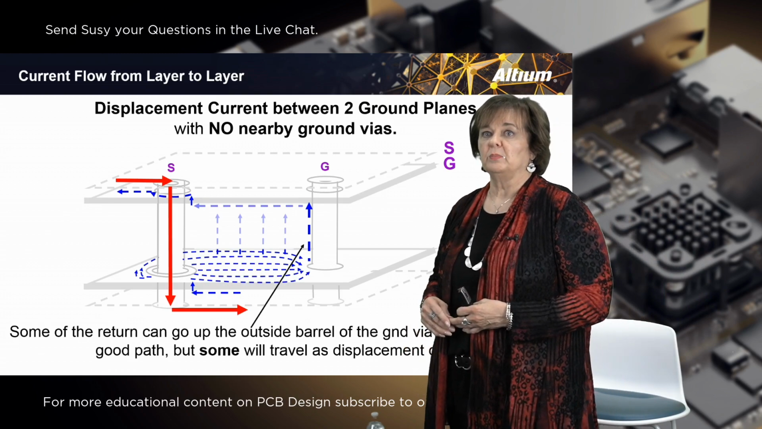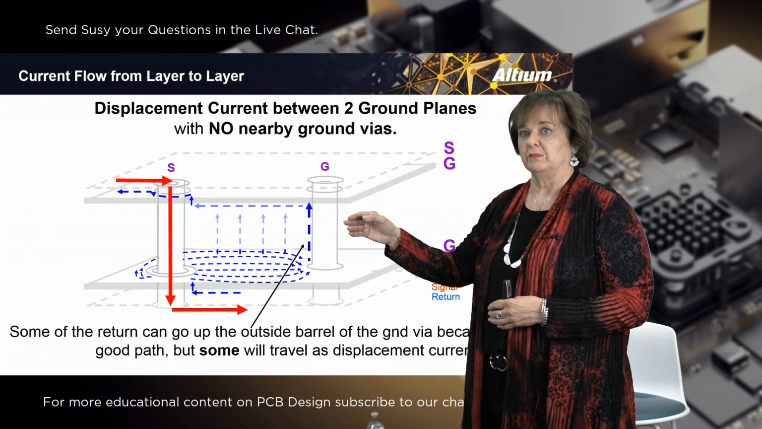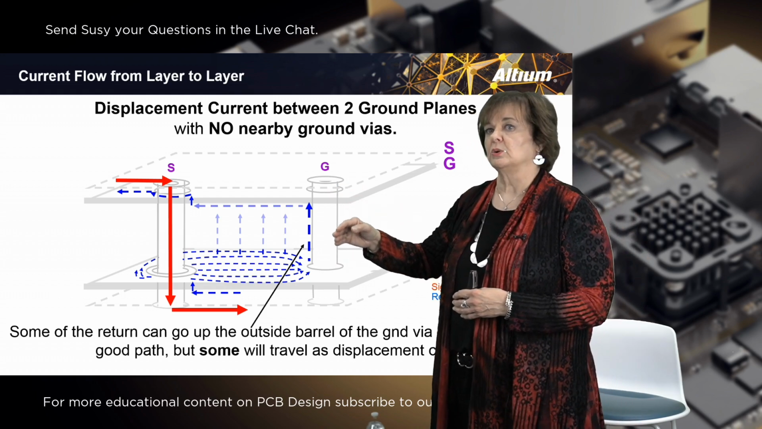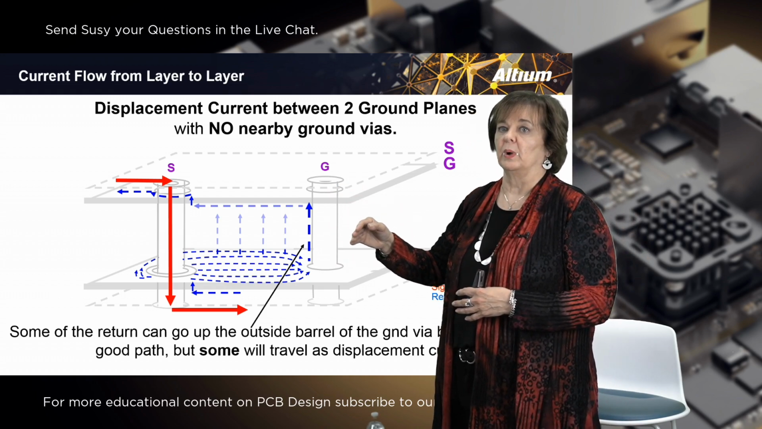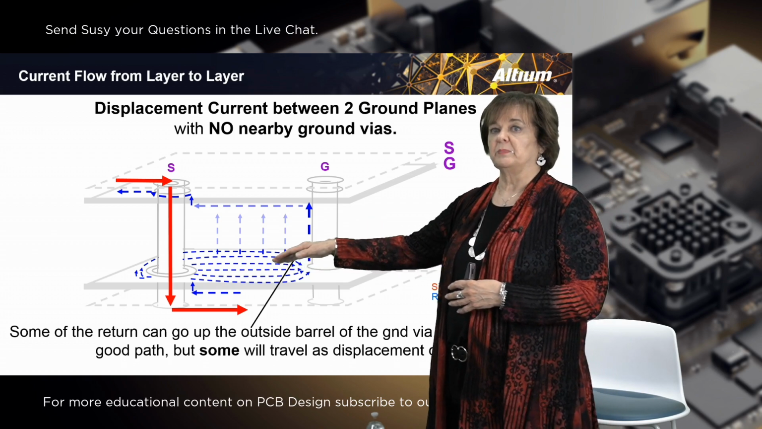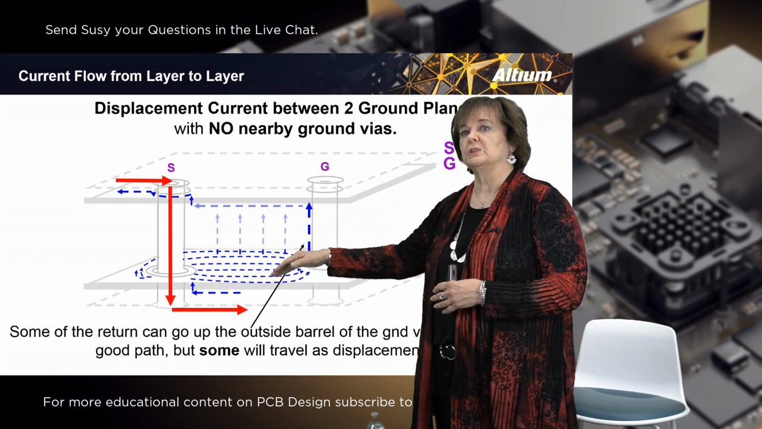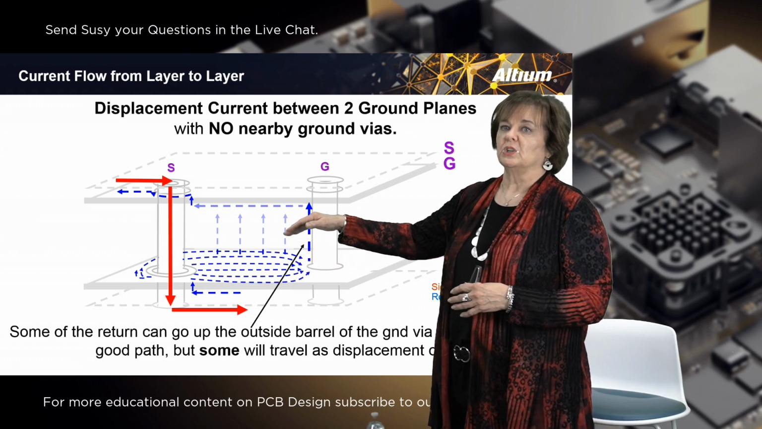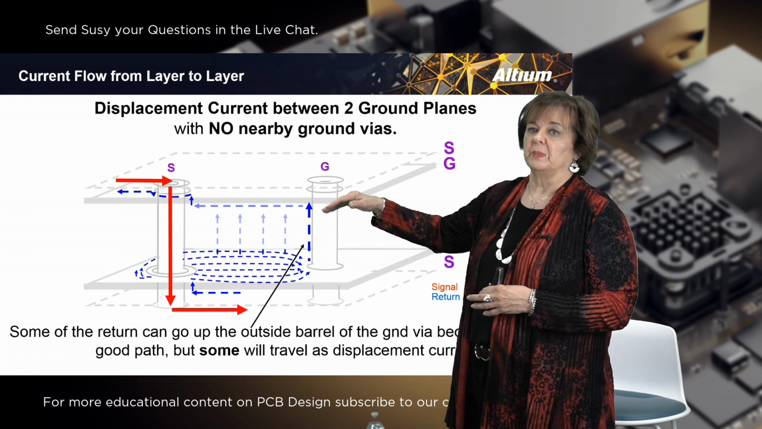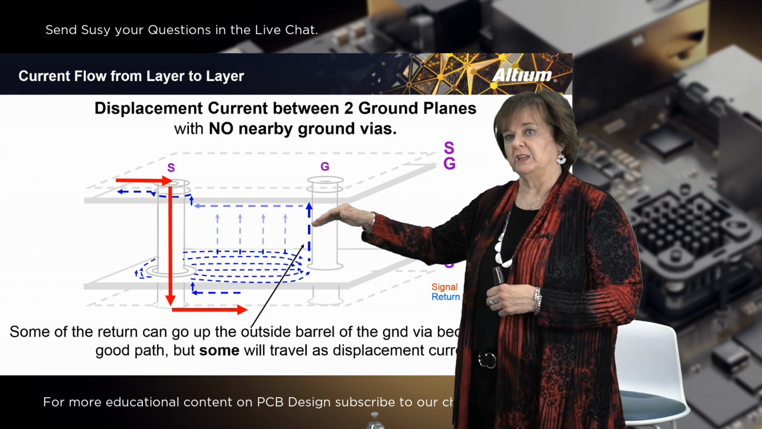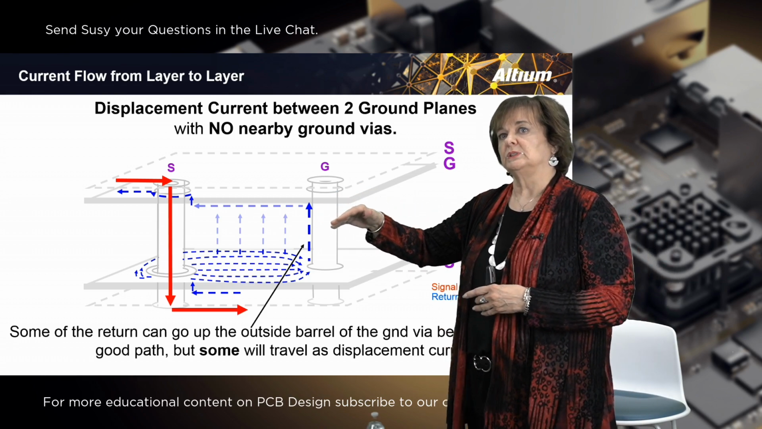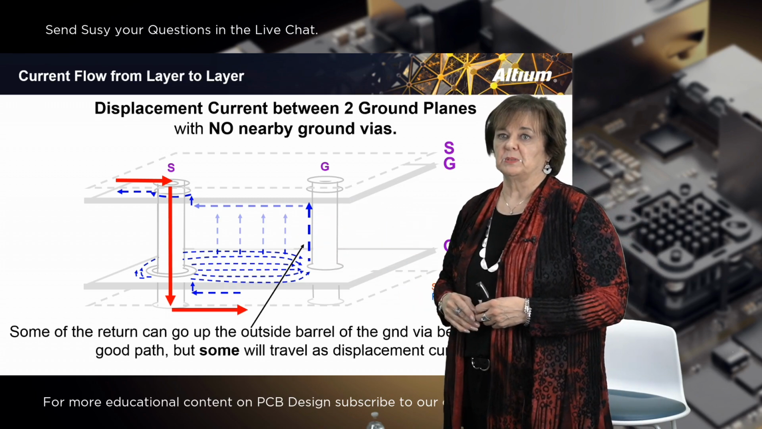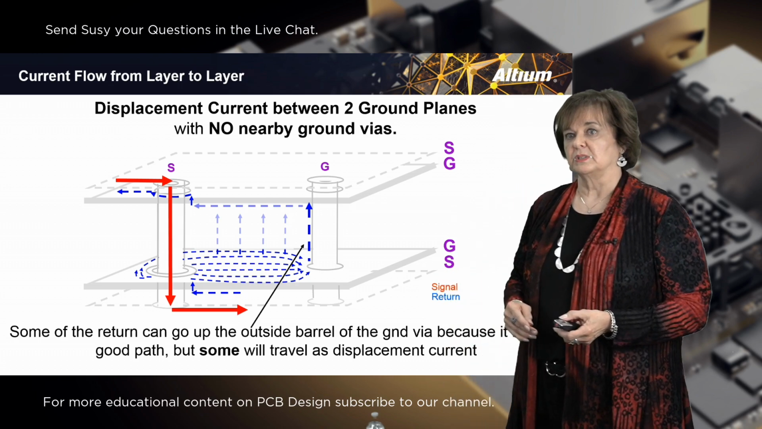When you have two ground planes, but there are no nearby ground vias. Let's say there's one not so close, but not terribly far away. It will do the exact same thing with the displacement current, but it will also use any ground vias that happen to be in the not so close range, so that it can get some energy up the outside of that via barrel as well. So it will use a combination of the ground via and the displacement current to get that energy back to the source that way.